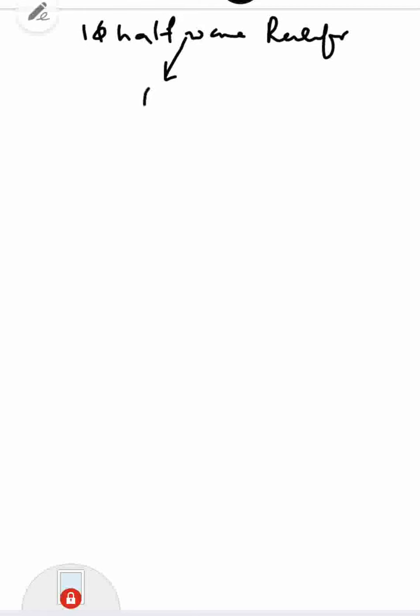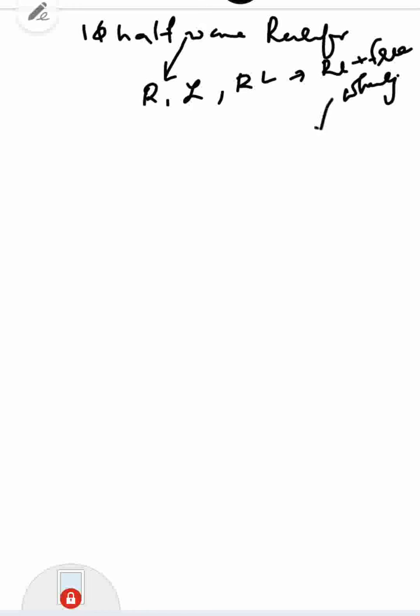So in the last few videos we were discussing the single phase half wave rectifier with different types of load. We discussed R load, L load, a combination of R and L, then RL with a freewheeling diode. When we connect a freewheeling diode, we get continuous conduction of current. At the same time, power factor is also improved. Those are the advantages of the freewheeling diode.